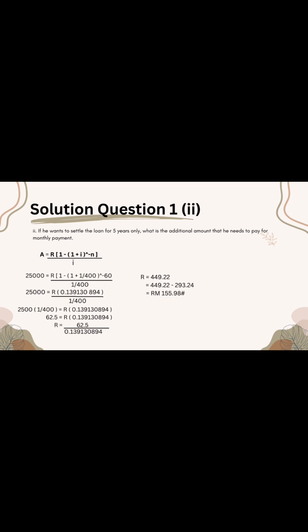Now we will solve it one by one. The answer we will get is 449.22, but we need to minus 293.24 because it's the one additional amount. And the last answer is RM 155.98. Part B, question 2.